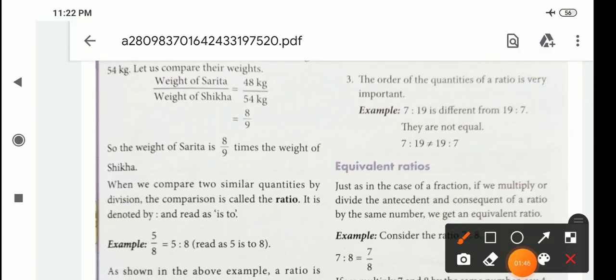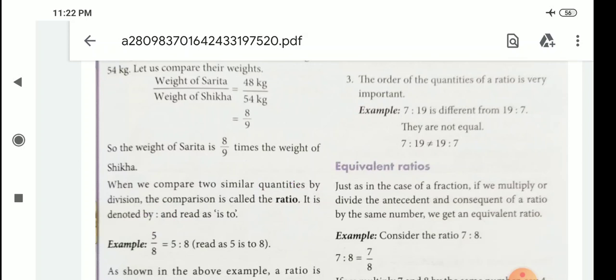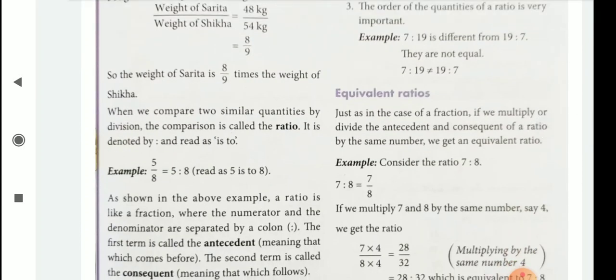Now you get what is ratio. It is denoted by the is-to symbol, like this. So what is ratio, children? When we compare two similar quantities by division, the comparison is called the ratio and it is denoted as is-to. Okay. Then example: 5/8 equal to 5:8.